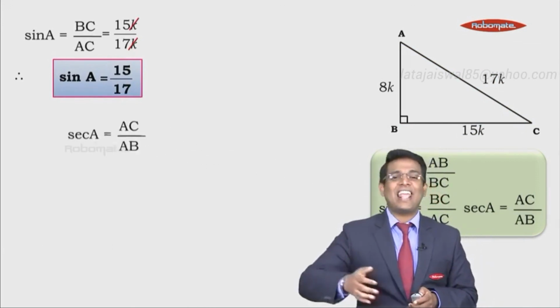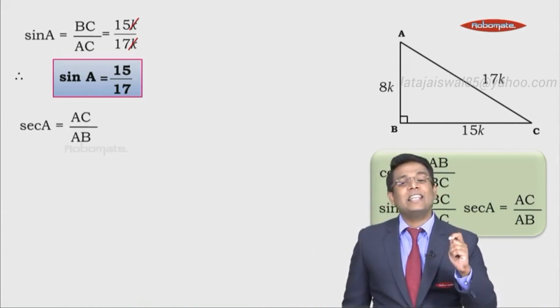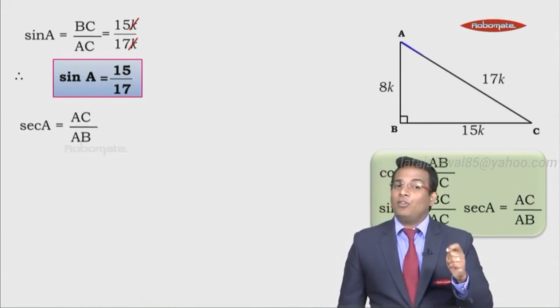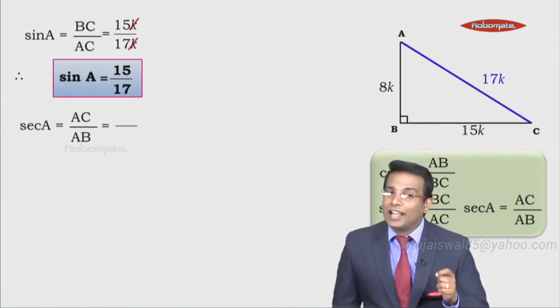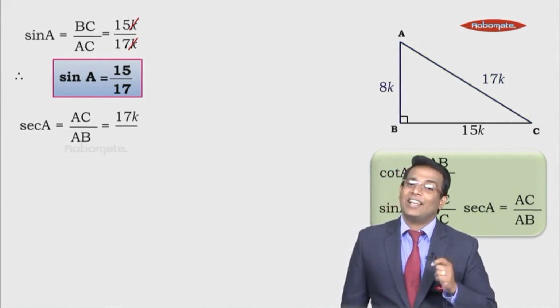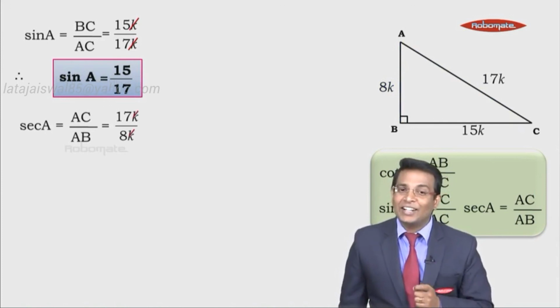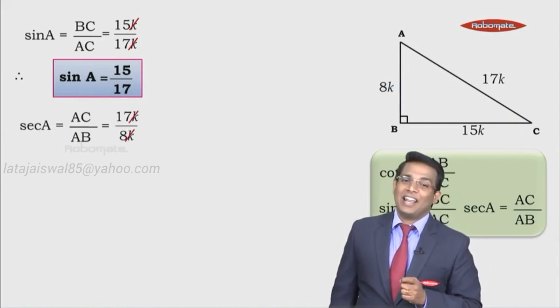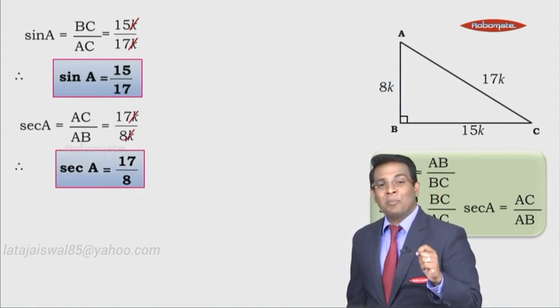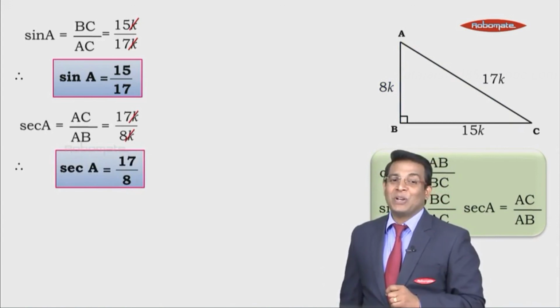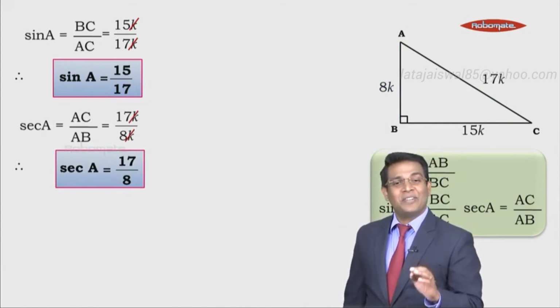Which is the other value we want? We want the value of sec A. Now we know sec A is AC upon AB. The value of AC is 17K and the value of AB is 8K. So we'll have 17K upon 8K. K and K get cancelled. So we'll get the value of sec A to be 17 upon 8, and we got this value. Wasn't this easy? Very, very simple sum.